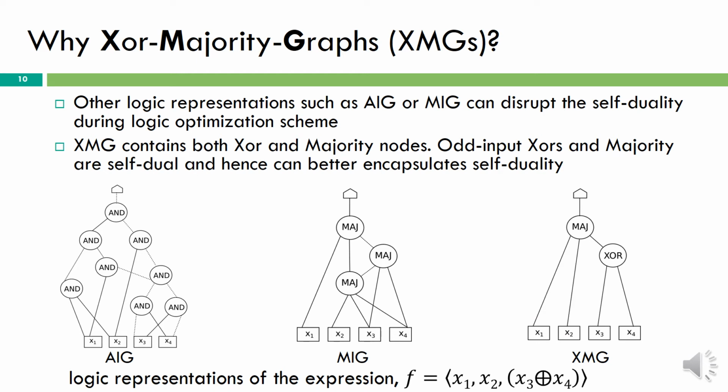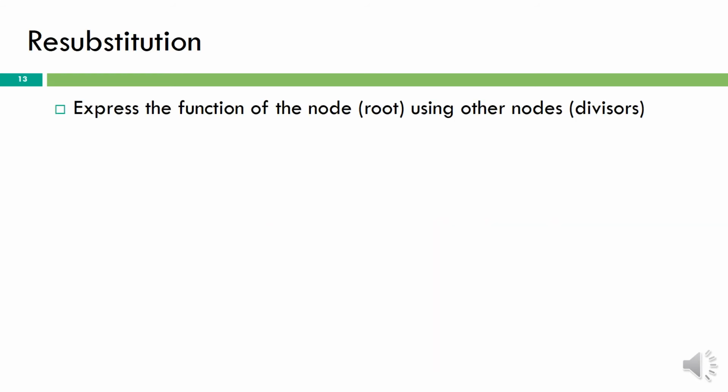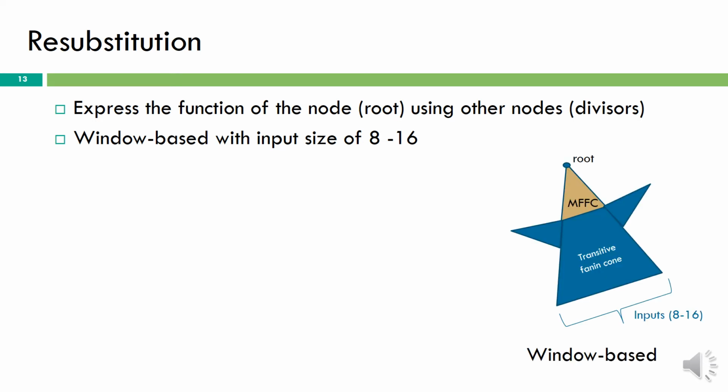for our area improvement. Let's try to look into the logic synthesis algorithms we developed for XMGs. The first is resubstitution. Resubstitution expresses the function of a node, which is termed here as root, using other nodes, which are termed here as divisors. We use a window-based approach with an input size of 8 to 16, so as to have scalable computation time.